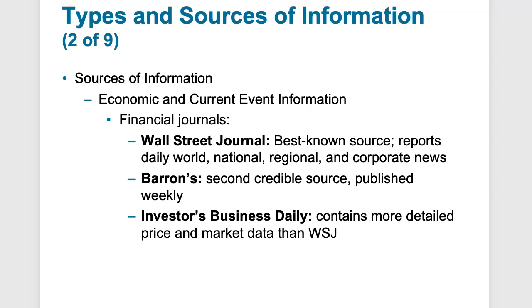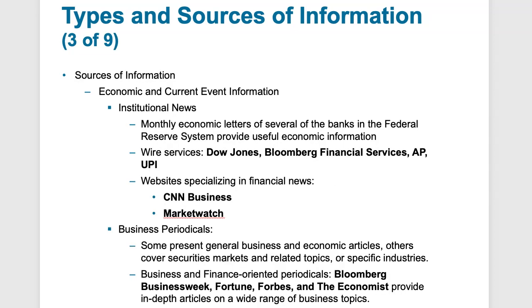Now, the Investor's Business Daily is a more stock-centric paper that's going to list stock prices and market data, and it's going to be very specific on all things stock market. They even have their own curated list of stocks and ratings for stocks. So the Investor's Business Daily is the most expensive, but probably the most detailed and useful of the three financial journals. Now, there's also institutional news.